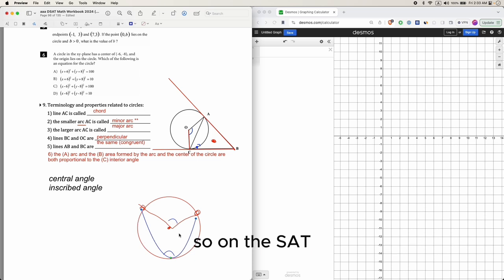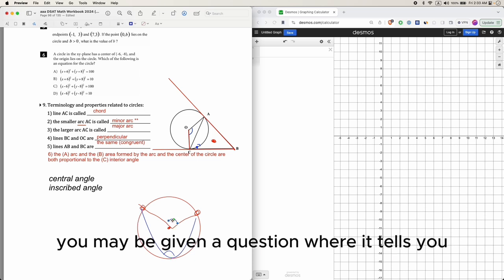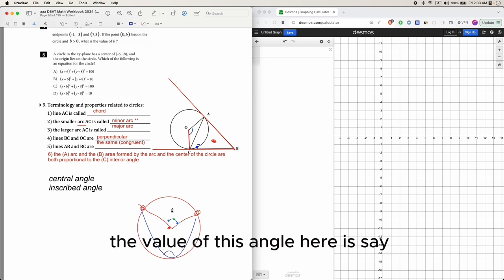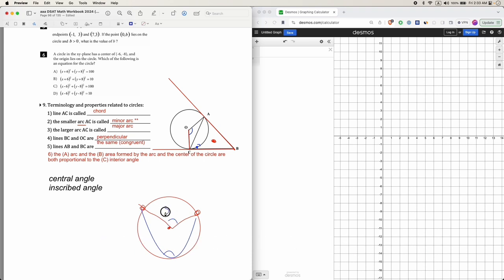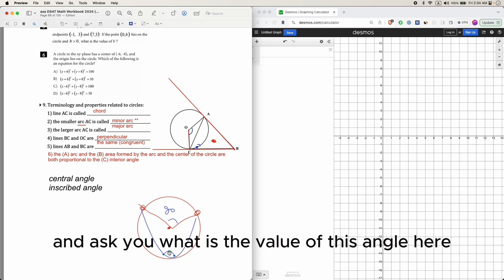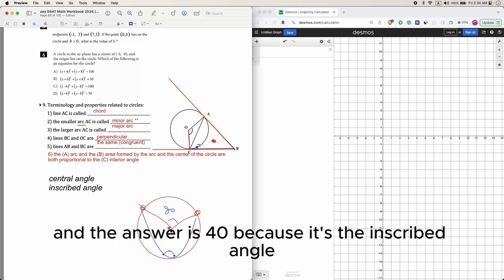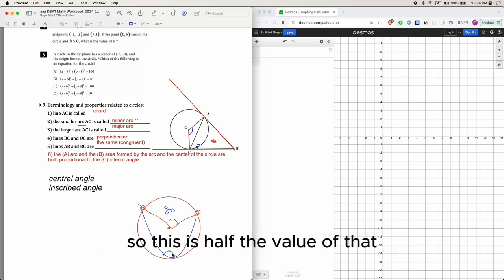So on the SAT, you may be given a question where it tells you the value of this angle here is, say, 80 degrees. Okay, that's 80. And it asks you what is the value of this angle here, and the answer is 40 because it's the inscribed angle, so this is half the value of that. So 80, and that's 40.